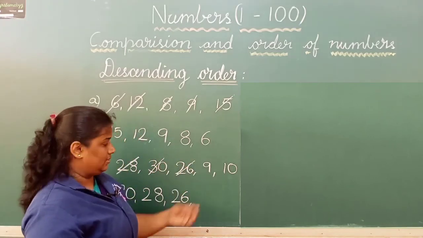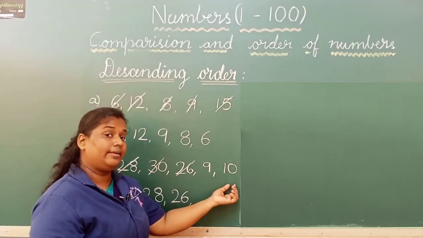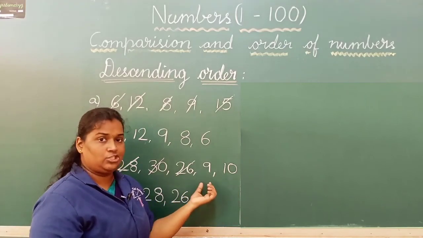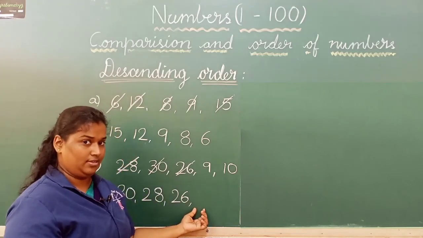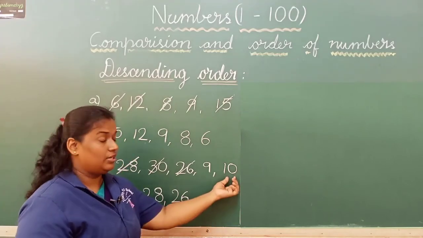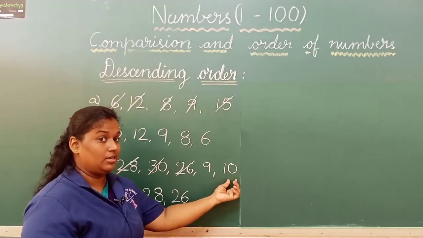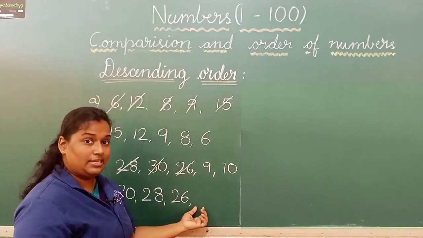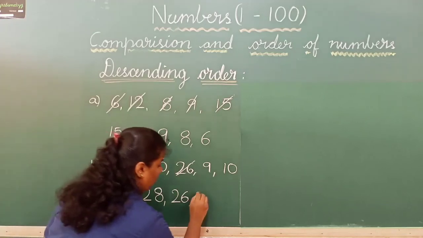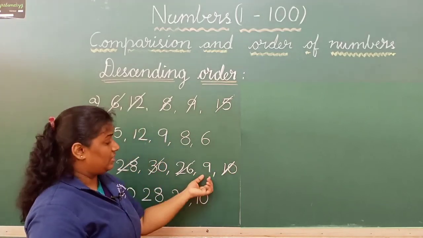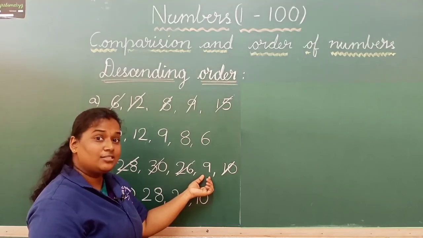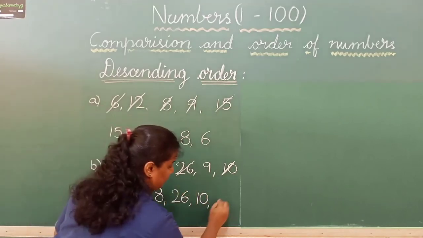After 26, we now have 9 and 10. Among these two, which number should come next in the descending order? Very good. 10 is the greater number. So 10 should come next in this descending order. And at last, we have 9, which is the smallest number.